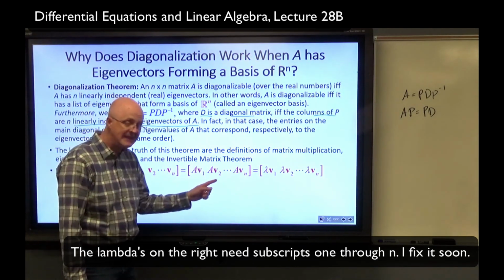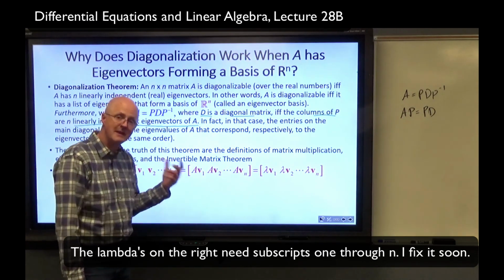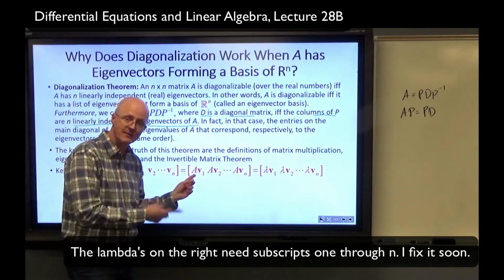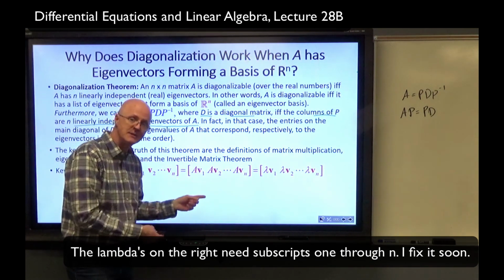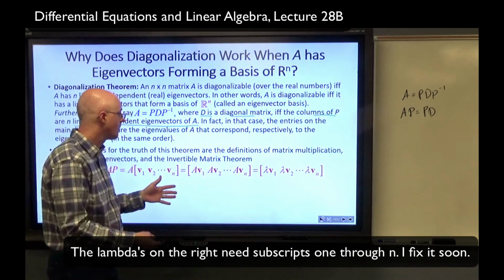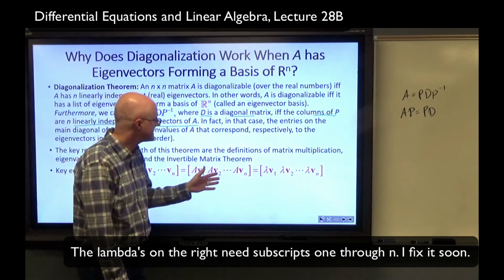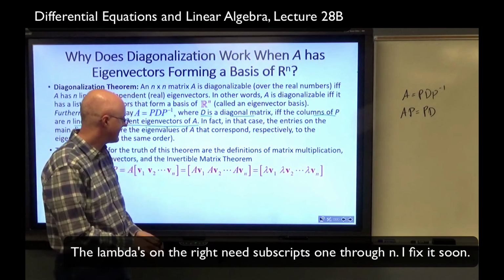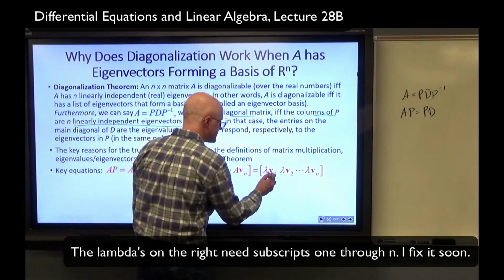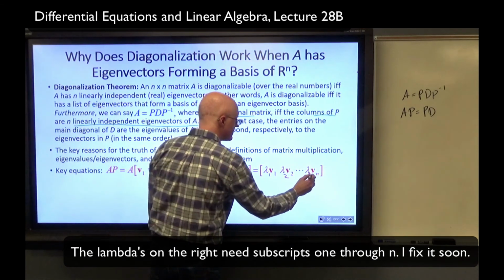You can figure out these things by doing the definition of the product of a matrix times a column vector as a linear combination of the columns of the matrix with the entries of the vector as the corresponding weights. I don't need to bother with that here because each V is an eigenvector for the corresponding eigenvalue, and I see there's a typo here. I can write it this way, where this is lambda 1, this is lambda 2 through lambda n.